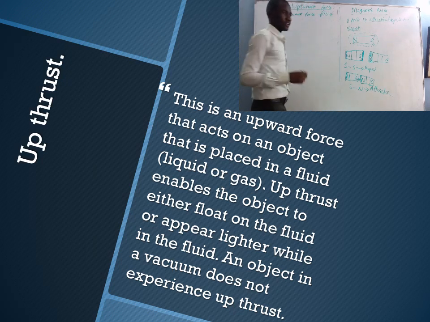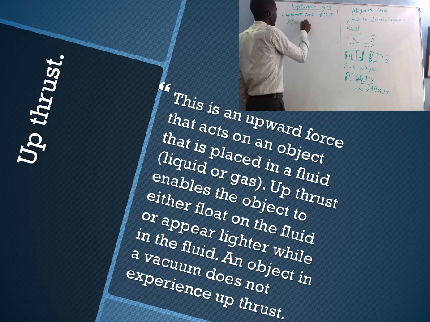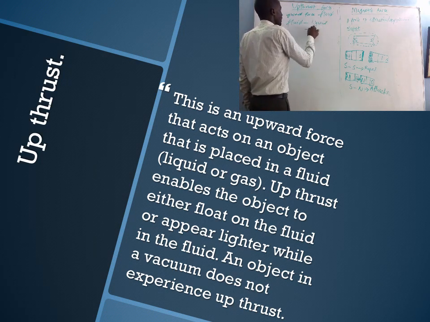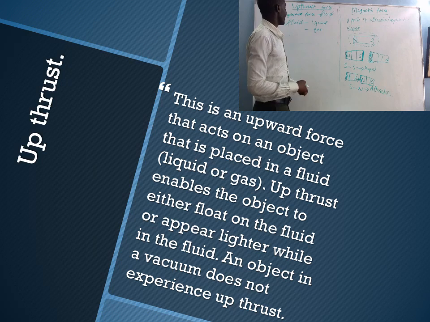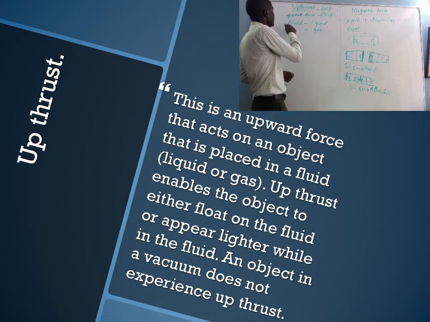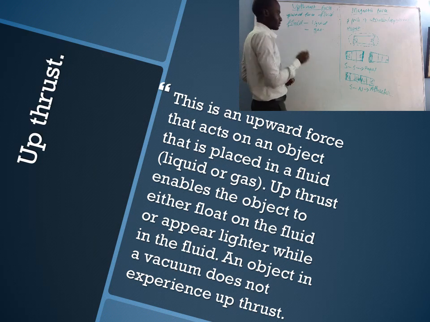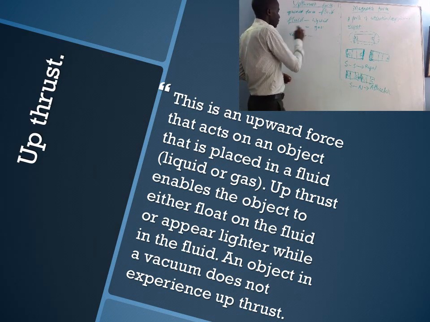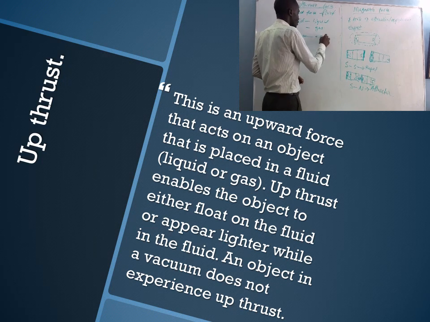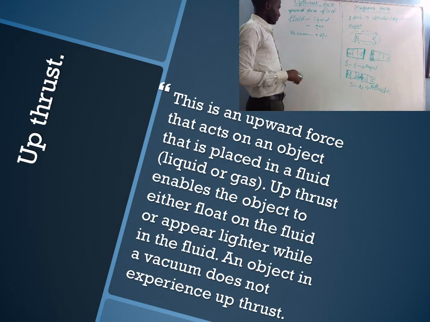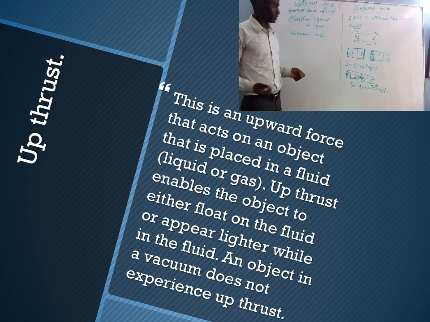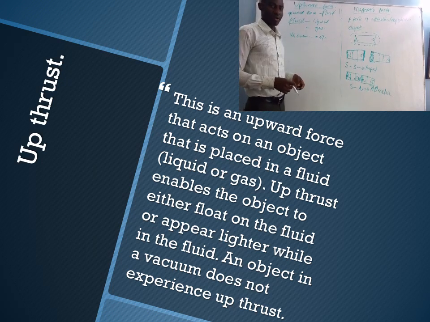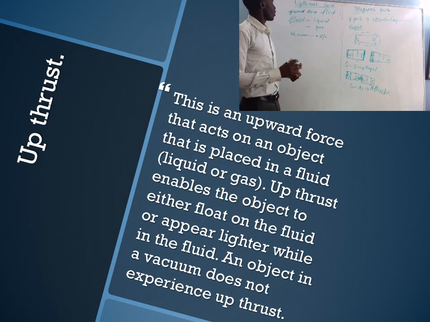So what is a fluid? A fluid can either be a liquid or a gas. And therefore, an upthrust force will not be experienced by a body that is not in a fluid. If a body is, for example, in a vacuum, where there is no air, nor any other material, then there is no upthrust force. So, for example, if a stone is thrown in a pond, as the stone goes down, it experiences some opposition.